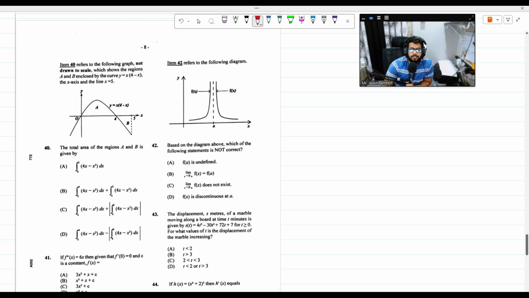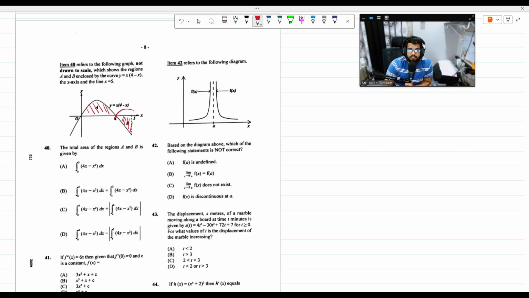I'm going to know this is going to be the modulus, right? It's going to be the modulus between 5 and 4 of the function, and then I'm going to be looking at 4 and 0 of the function. The only difference between C and D is one is a plus and one is a minus. I have to add this area to the modulus of this area to get the total area.